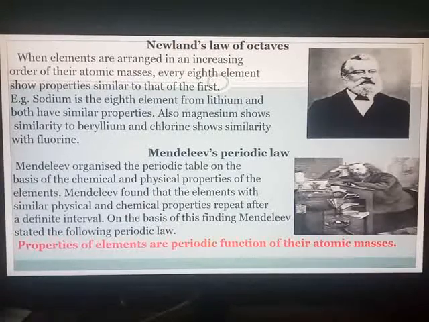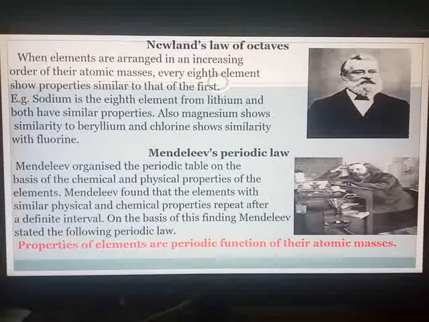So when Dobereiner's law of triads was discovered or Newlands' law of octaves was put forth, some of the elements did not follow, did not obey that particular law, hence their law did not succeed up to a particular extent. It was limited. It was limited for a particular group of elements. See, when you are classifying something, it should be followed equally and uniformly by each and every case, which was not possible for Dobereiner and Newlands.